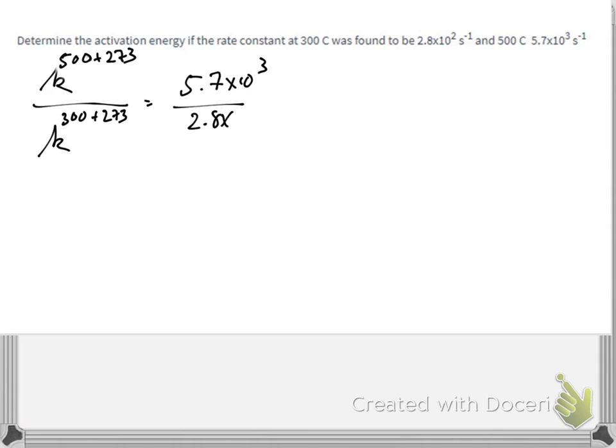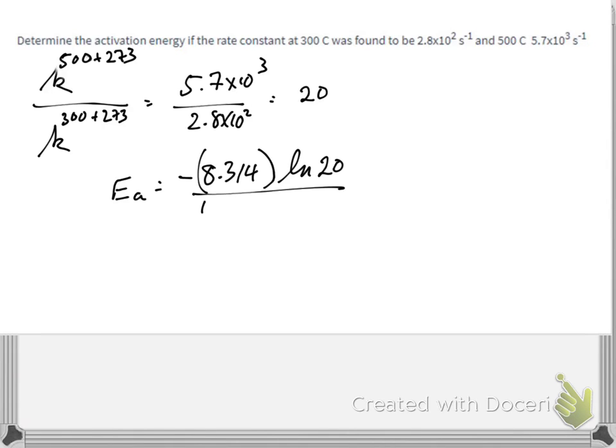The final problem is, we have 773, the reaction rate is 5.7 times 10 to the 6th, or third, and then at 573 kelvins, 2 times 10 to the 2, which is a factor of 20. We see that the activation energy is minus 8.314 times the ln of 20 divided by the difference in reciprocal temperatures, and that gives us 55 kilojoules.